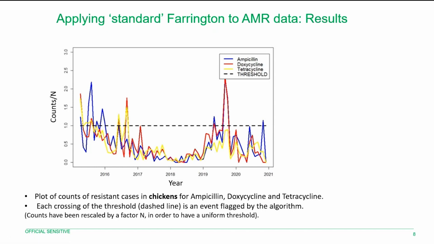To be more precise, it is a varying threshold in time, but for visual representation, we introduce this factor just to have one straight line as a threshold. And so again, each crossing of the threshold here marks a flagged event, which is set for further investigation as a possible outbreak.